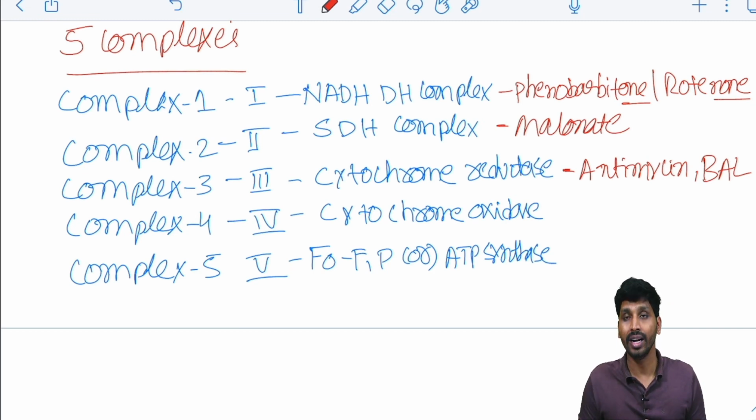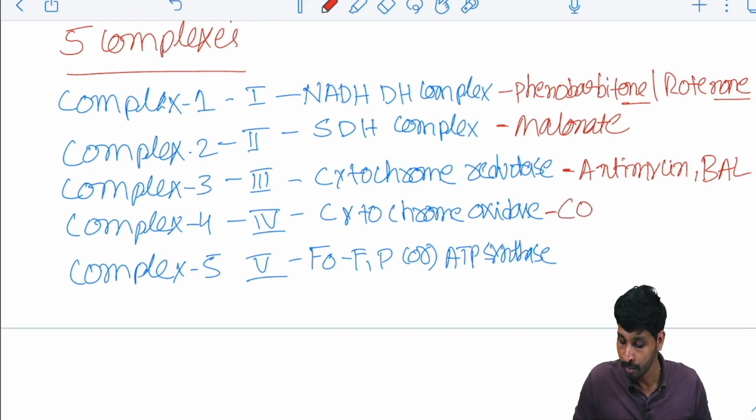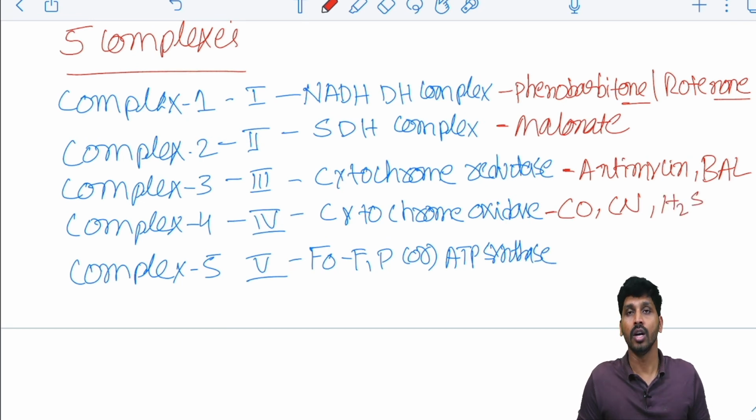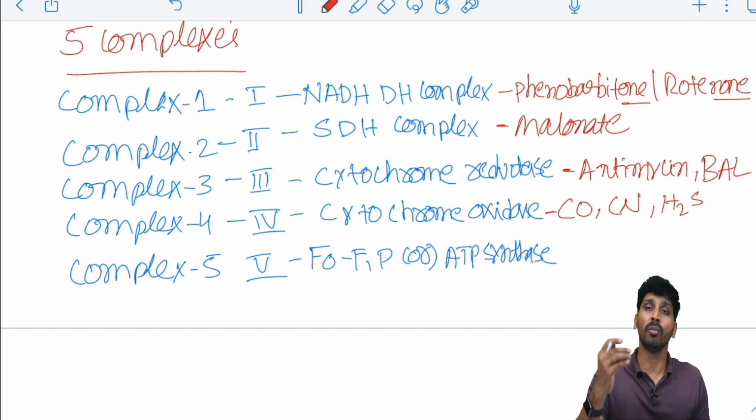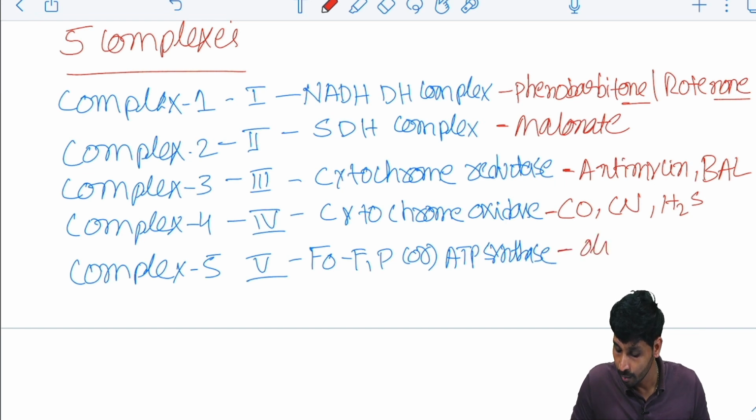And complex 4 is cytochrome oxidase. It is a target question for competitive examinations. Remember, cytochrome oxidase is inhibited by carbon monoxide, cyanide and hydrogen sulfide. These are the three things which inhibit complex 4. Directly they will not ask in competitive exams; they will ask, cytochrome oxidase is inhibited by the following, and give multiple options. If any one of the options has carbon monoxide or cyanide or hydrogen sulfide, you have to pick that. And complex 5 is inhibited by oligomycin.